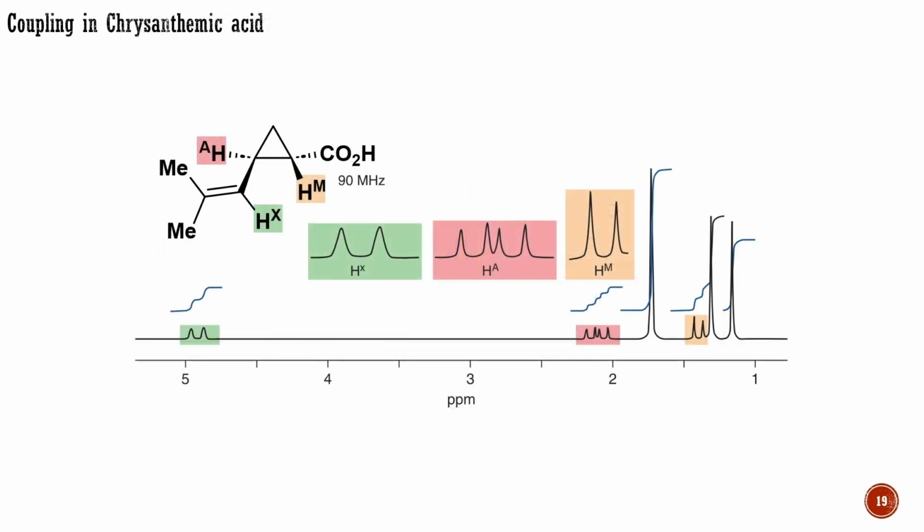In the molecules described so far, a proton may have had several neighbors, but all those neighbors have been the same. Therefore, all the coupling constants have been the same.